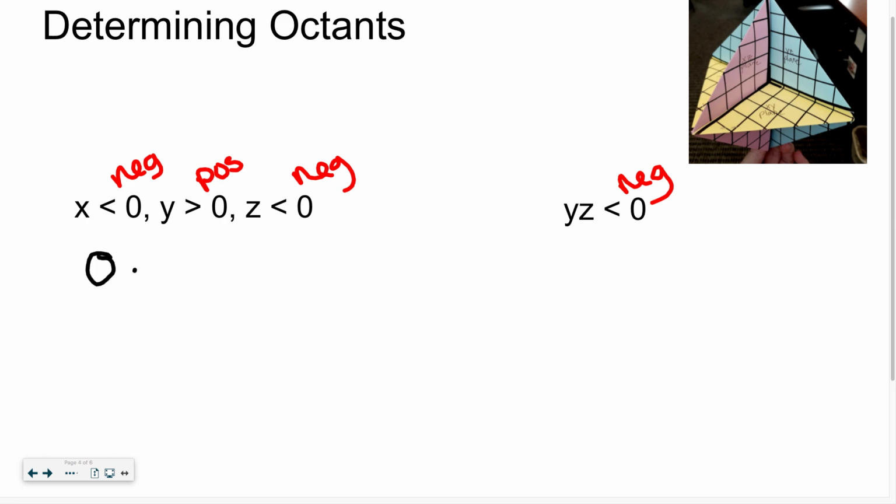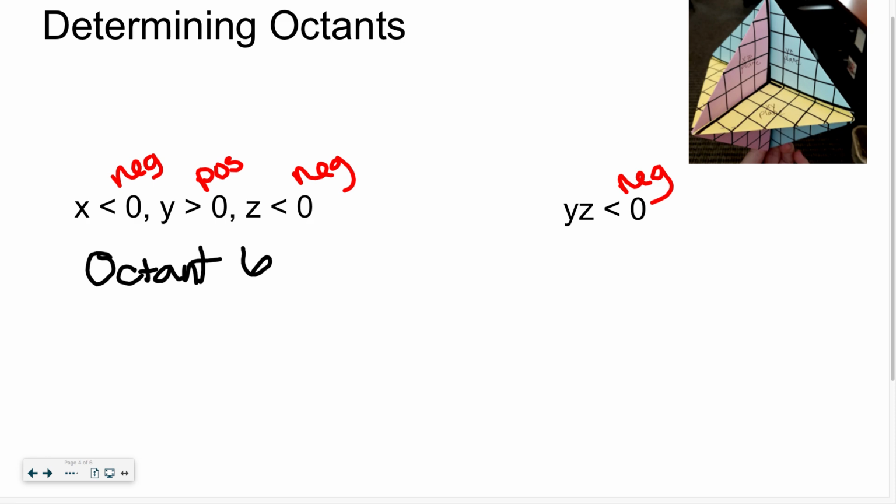Now, if you had memorized the signs that I gave you, or you looked at your notes for negative, positive, negative, you would also know right away octant 6. But ideally, you're probably thinking that through. I'm going backwards, I'm going right, I'm going down. That's octant 6.